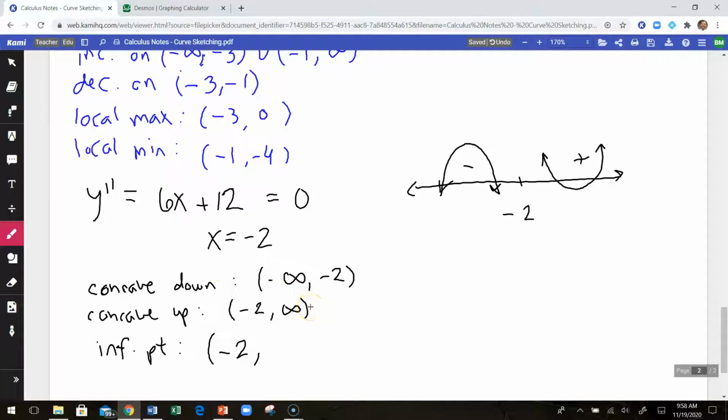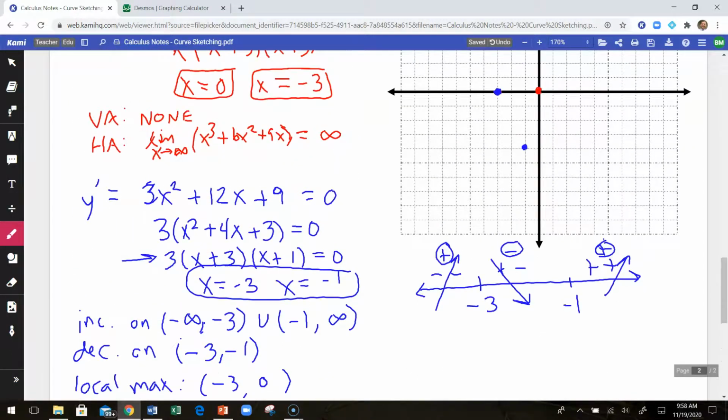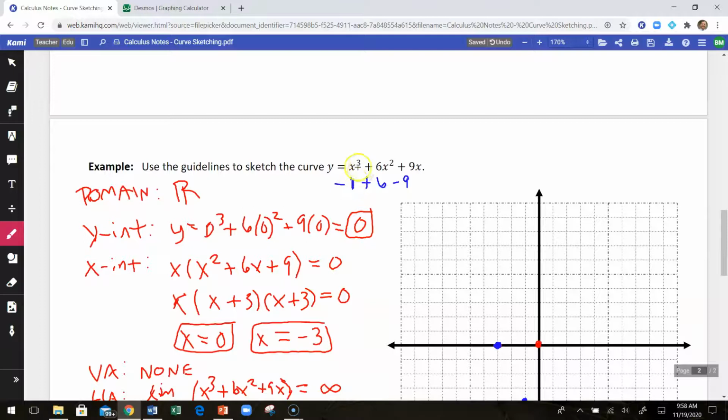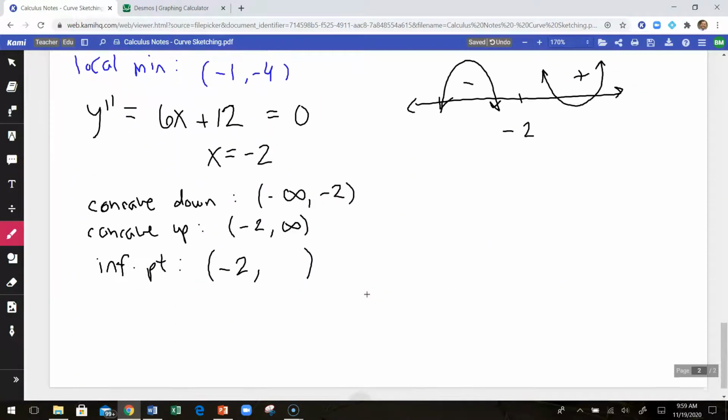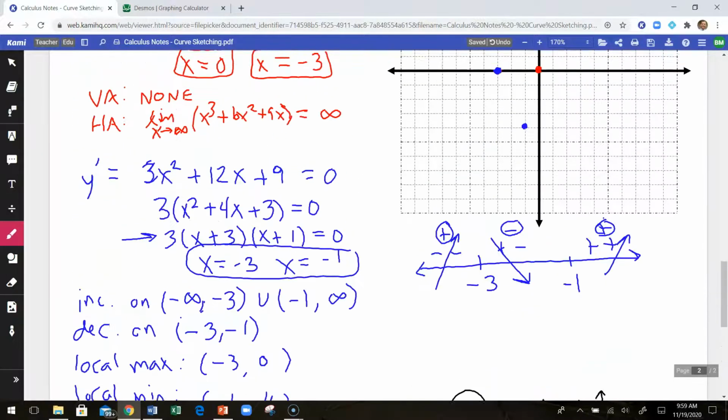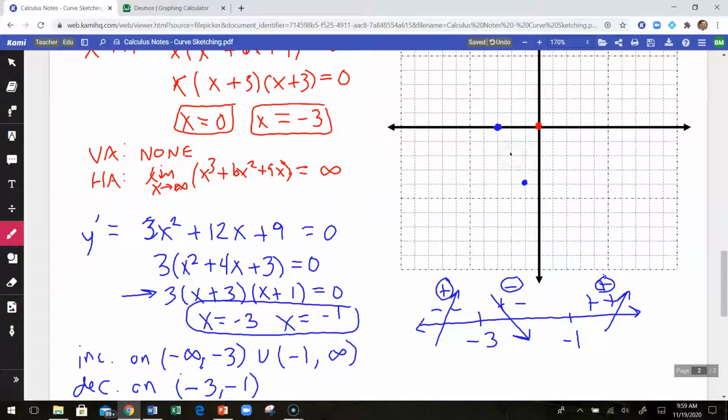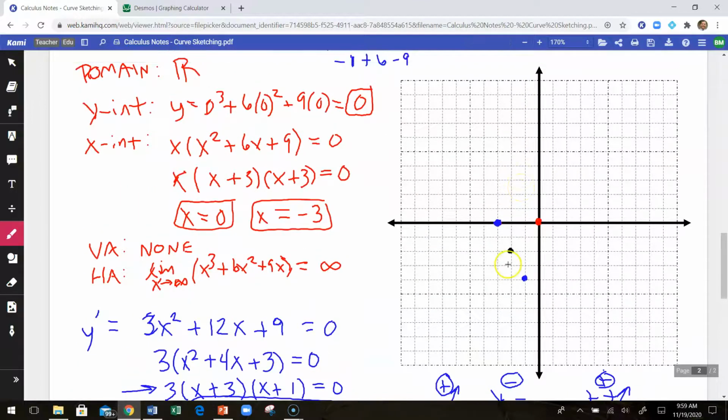Again, I'm going to go back to the original function here and plug in -2. And if I plugged in -2, we would have -8 plus 24 minus 18. That's going to give us a value of -2. So at -2, -2, we have an inflection point. Now again, we have, I guess, 4 coordinate points here, but they're very important coordinate points.